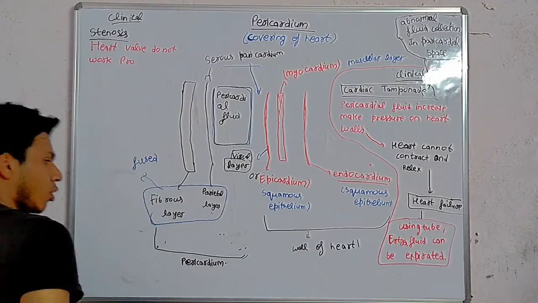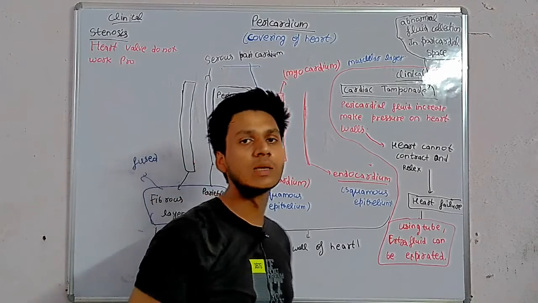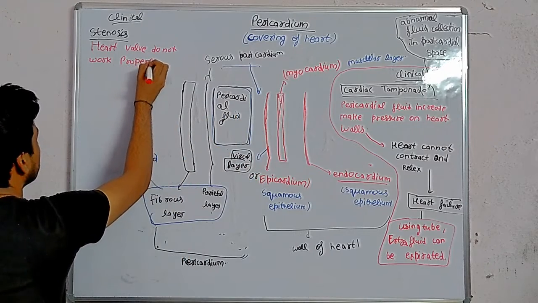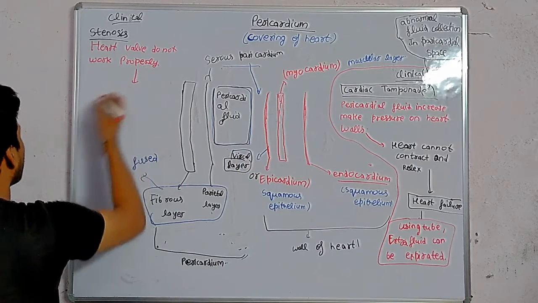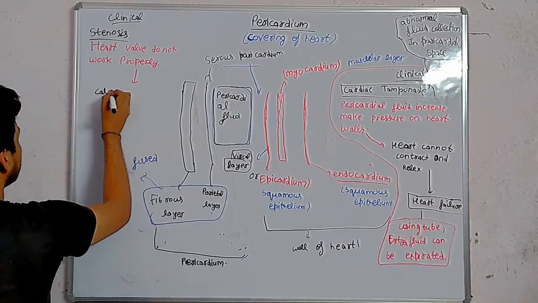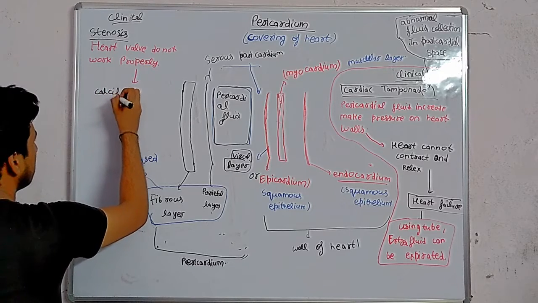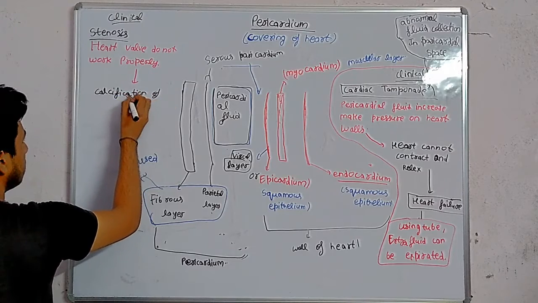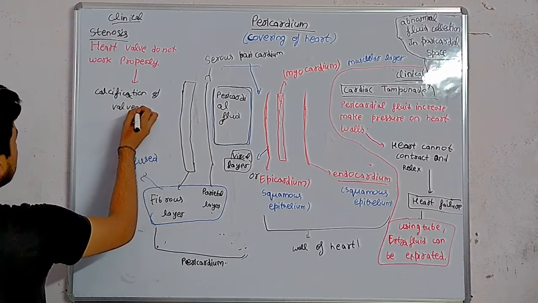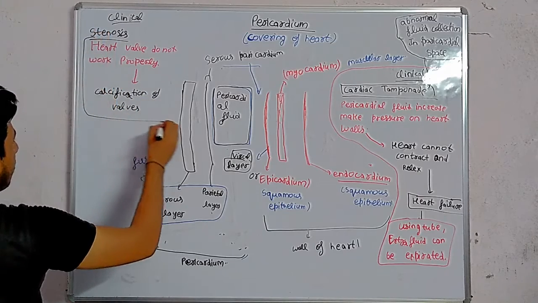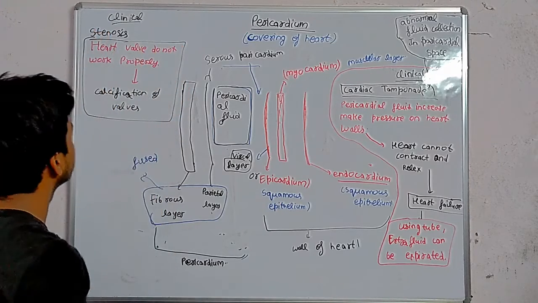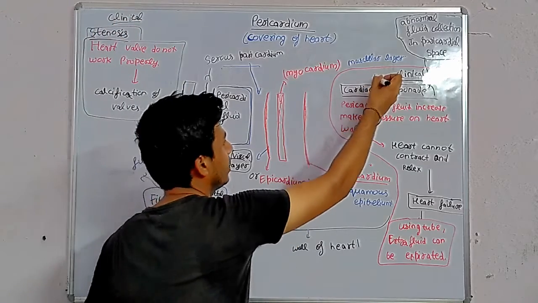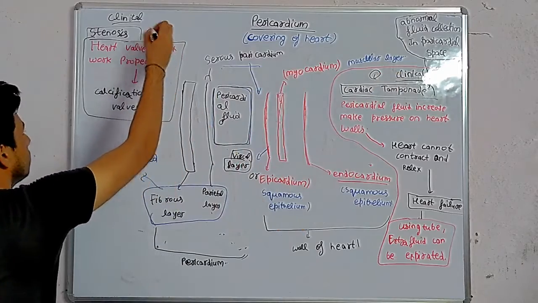due to calcification of the valve, and it loses flexibility. So this is called stenosis, due to mostly calcification of the valve walls. It means the valves cannot work properly. This is called stenosis of the heart. That is one clinical, and two clinical. Then note this.